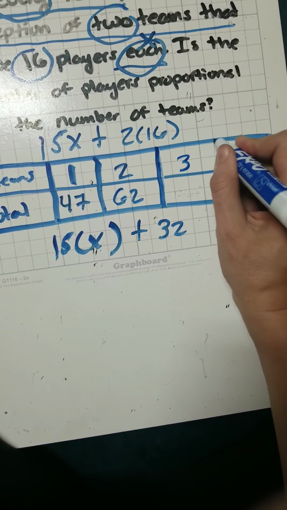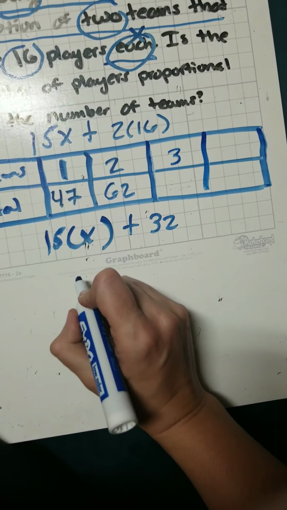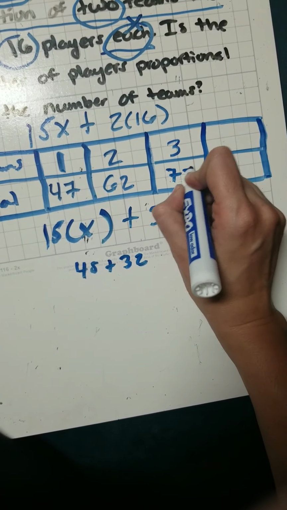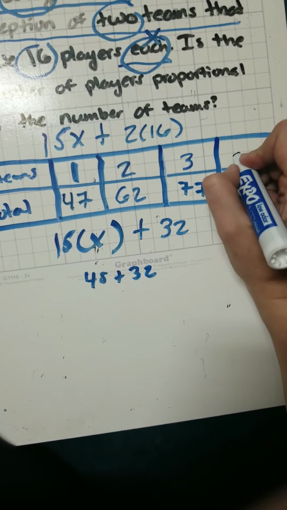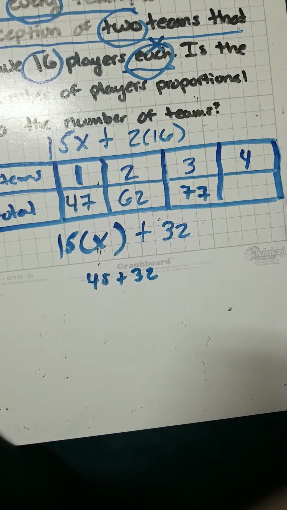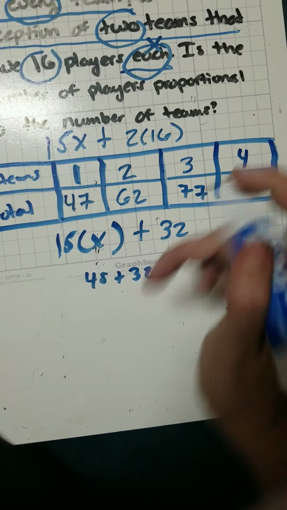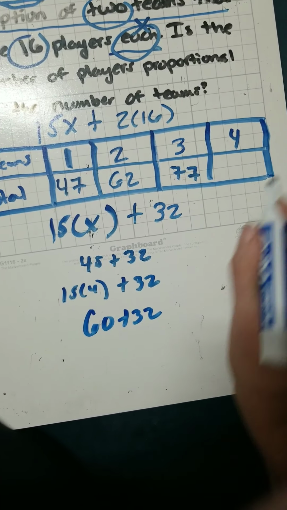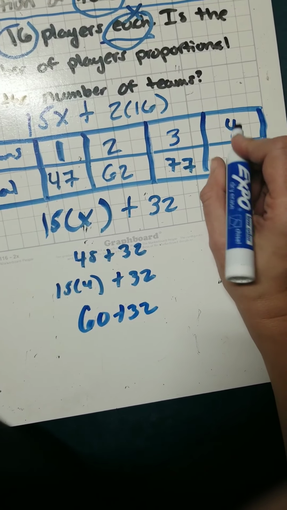If I have 3 teams, so 3 times 15 is 45, plus 32 is 77. Or if I have 4 teams, it's always good to go at least 4 numbers. So then I'm going to do 15 times 4 and then add the 32. So 15 times 4 is 60, plus 32 is 92.